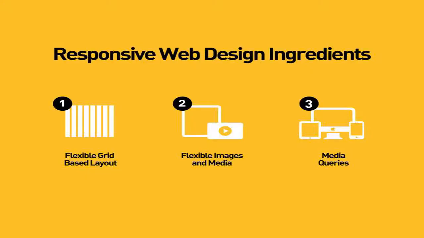In other words, craft sites that are not only more flexible, but adapt to the media that renders them. So now, responsive web design, there's three main sections to creating a responsive web design. You need a flexible grid-based layout that includes fonts as well, flexible images and media, and then right at the end there, media queries. Now I'm going to go through each one of these and explain to you how we're actually going to build one.